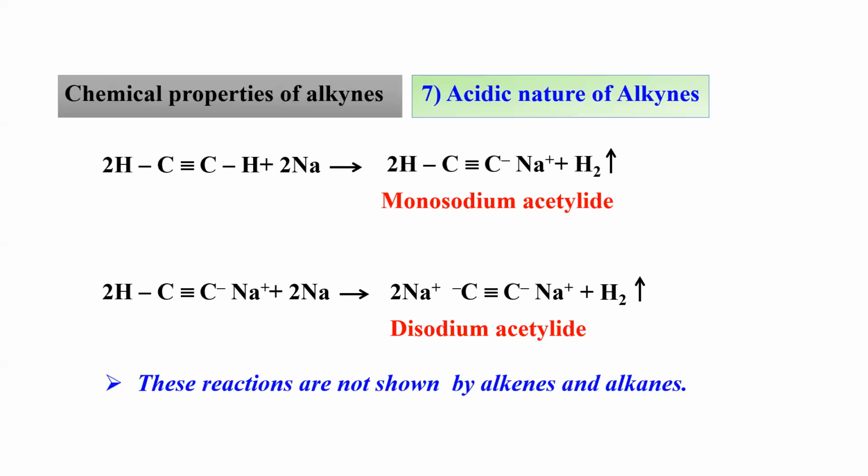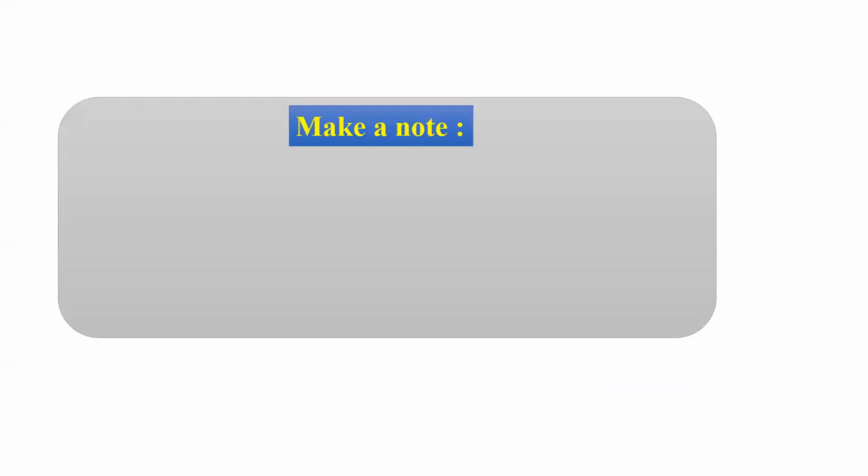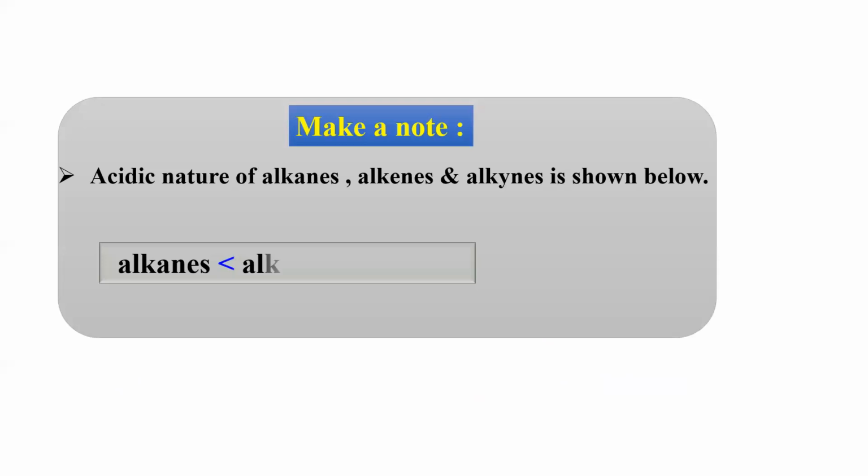So these reactions are not shown by alkenes and alkanes. Very, very important. Since the s character is high in the case of alkynes, it is only alkynes which show acidic character, whereas alkanes or alkenes do not show these reactions. So make a note. Acidic nature of alkanes, alkenes, and alkynes is shown below. Alkanes are less acidic than alkenes. Alkenes are in turn less acidic than alkynes. So alkynes are stronger acids compared to alkenes or alkanes.